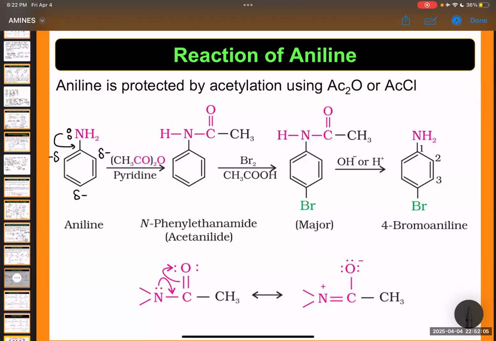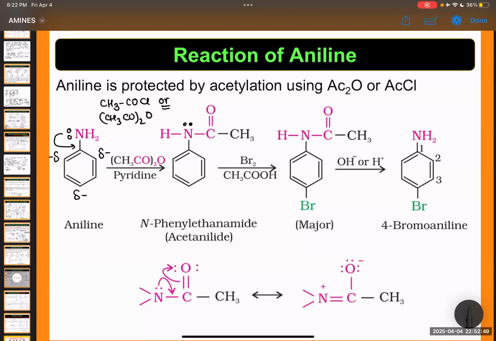So how to put a brake? How to stop that lone pair getting into the benzene ring? The answer is very simple: by carrying out its acetylation. Acetylation, as we have seen in today's class, can be carried out with the help of CH3COCl, acetyl chloride, or you can use acetic anhydride. These are the acetylating agents, and they bring the acetyl group onto the nitrogen.